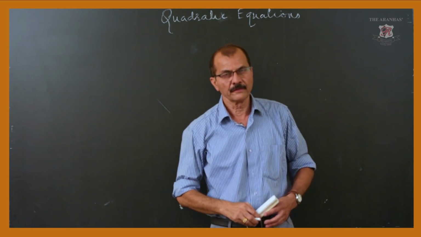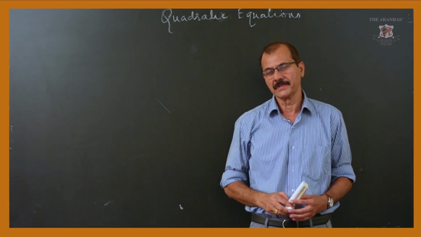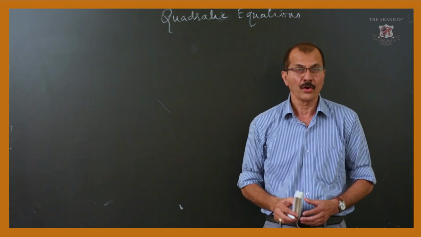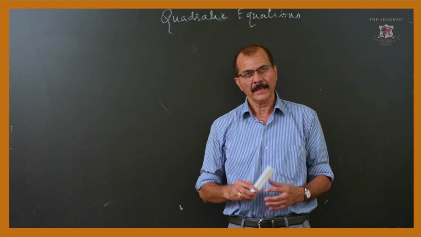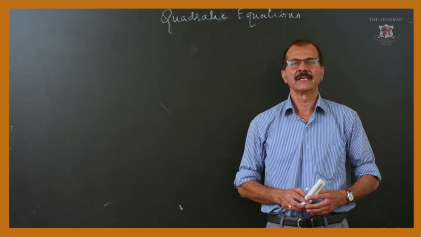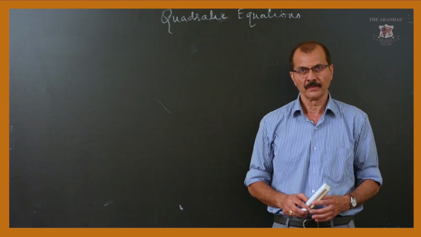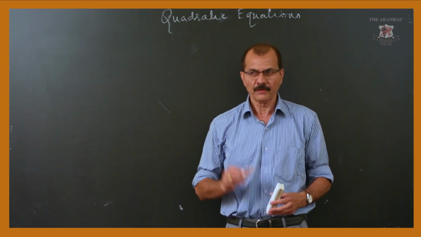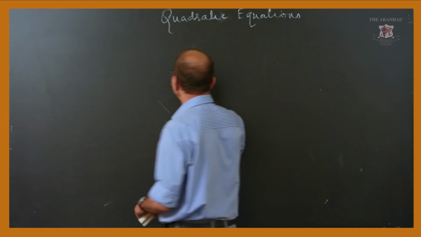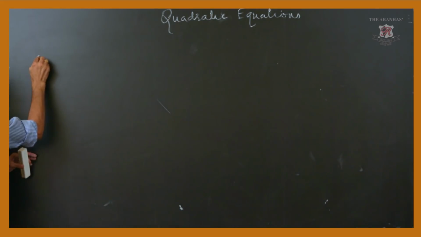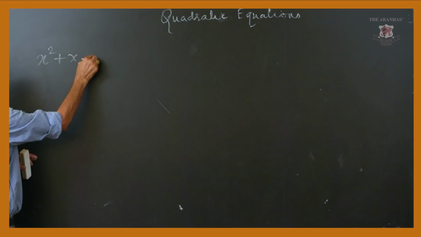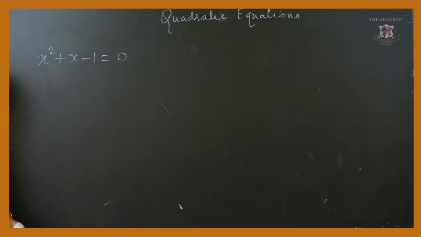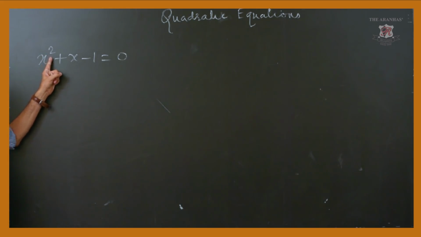Now, all of you are aware of quadratic equations. What do you mean by quadratic equation? An equation whose degree is 2 is said to be a quadratic equation. For example, x square plus x minus 1 equal to 0 is a quadratic equation in x. Why? The degree is 2.